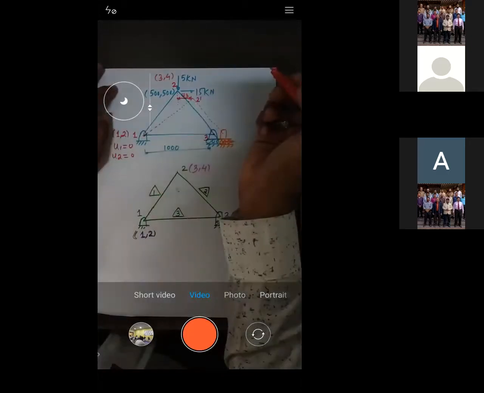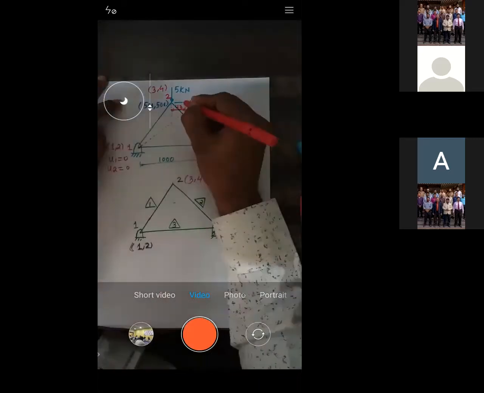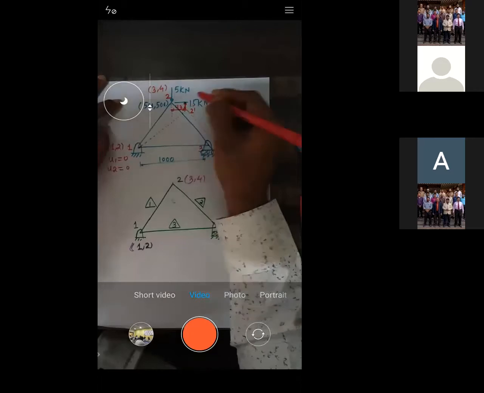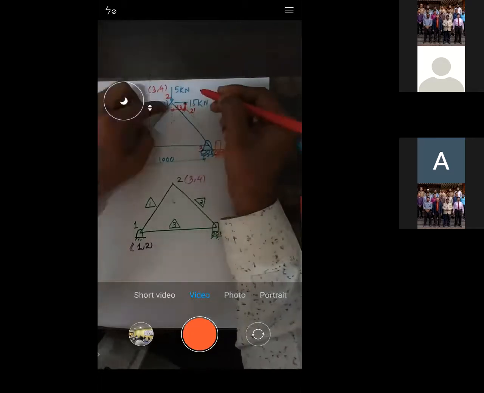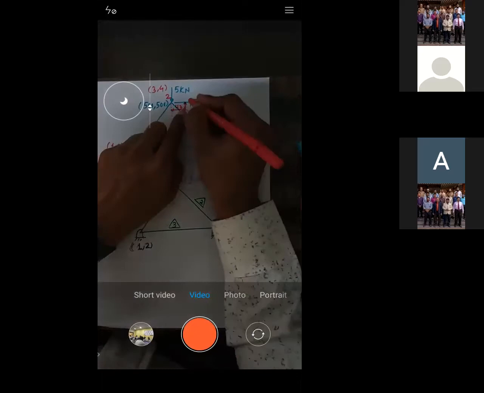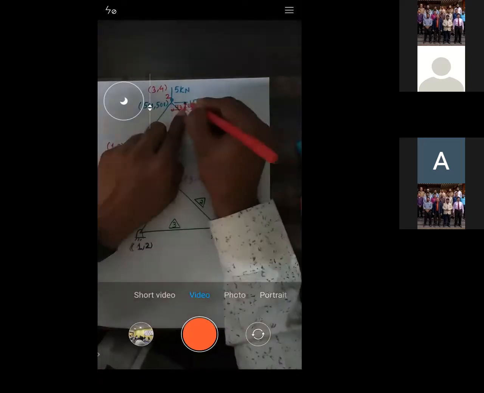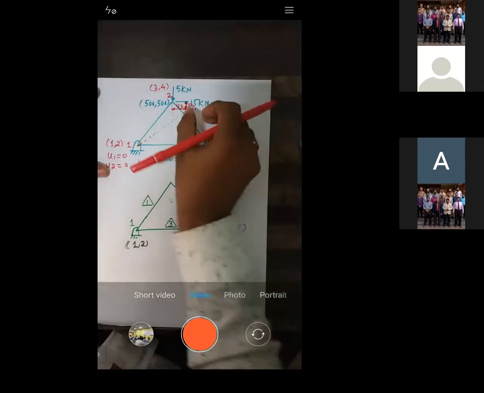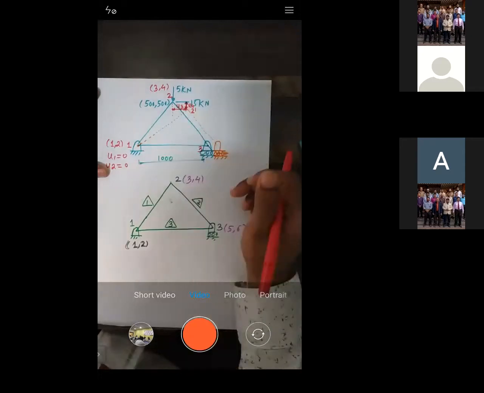Vertical displacement, you can see. See, I'll just highlight that. This is the vertical displacement, right? Initially it was here, now it got shifted here. This is nothing but your U4. See, this is U4, the vertical. Horizontal is U3, right?